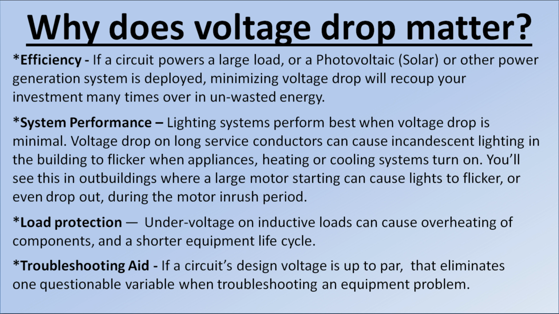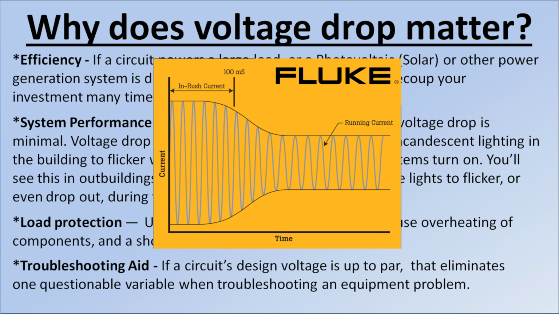Voltage drop on long service conductors can cause lighting in the building to flicker when appliances or heating or cooling systems turn on. You'll also see this in outbuildings where a large motor starting can cause lights to flicker during the motor inrush period.